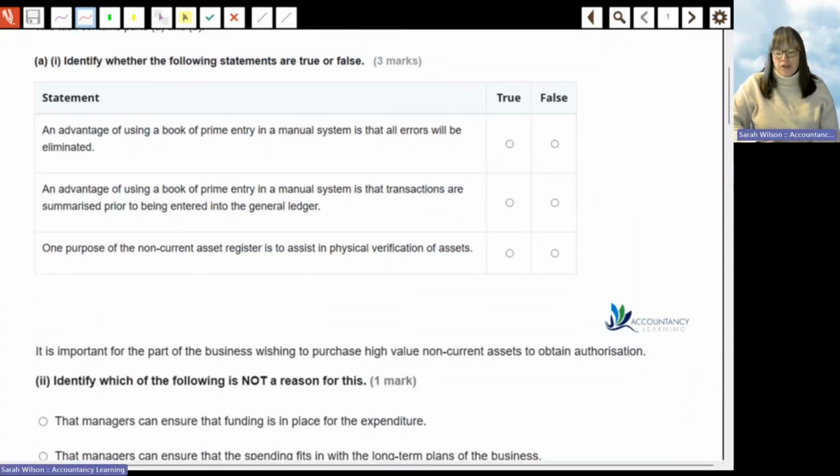An advantage of using a book of prime entry in a manual system is that all errors will be eliminated. So can we really ever eliminate all errors? Well, it's not really possible. So it doesn't matter what type of system you're using, there can still be the risk of error. So that one is false.